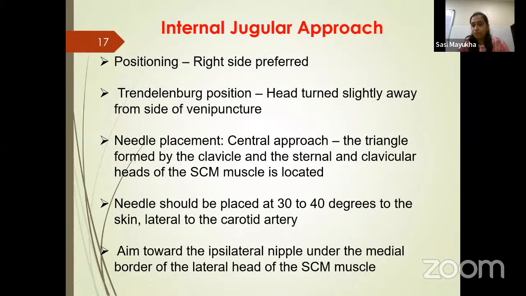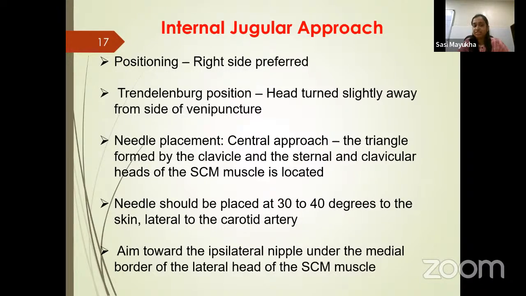So the 3 approaches which I was telling about are the internal jugular, femoral and subclavian. We'll be discussing in the next 5 minutes the advantages and disadvantages of each approach. For the internal jugular approach, right side approach is preferred, and you can place the patient in Trendelenburg position. The head should be slightly turned to the opposite side.